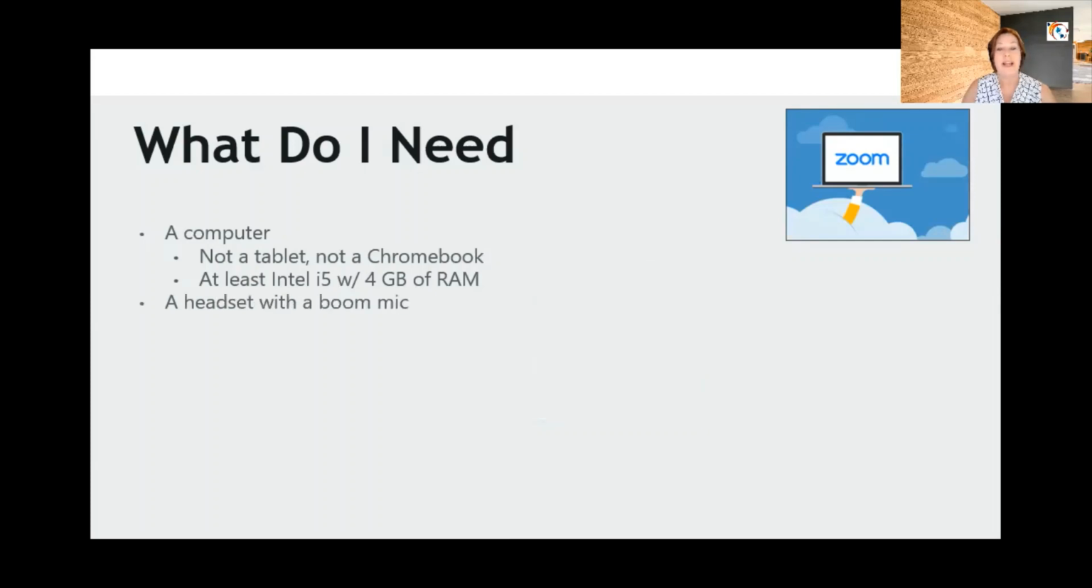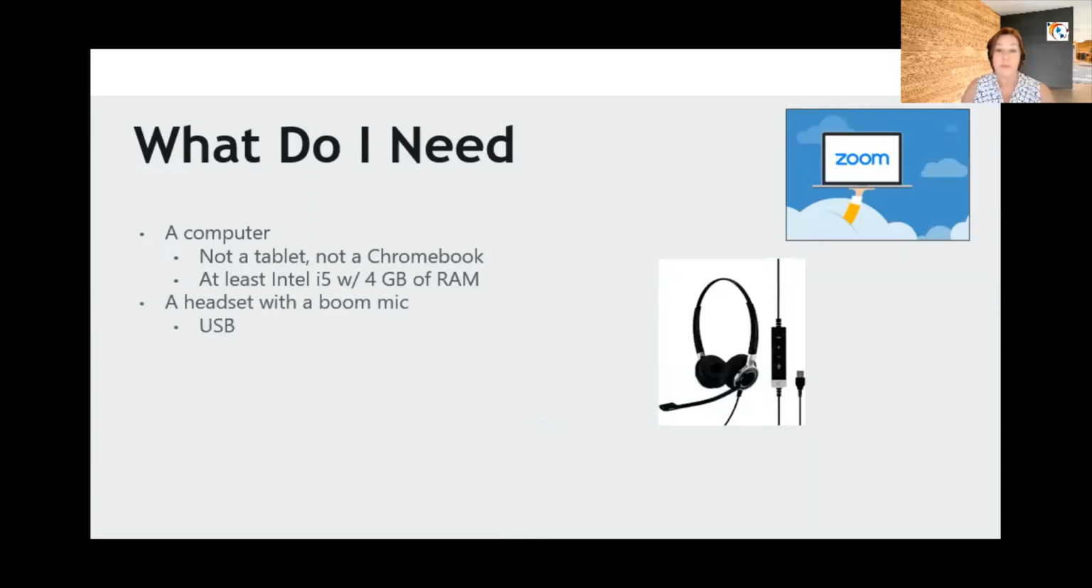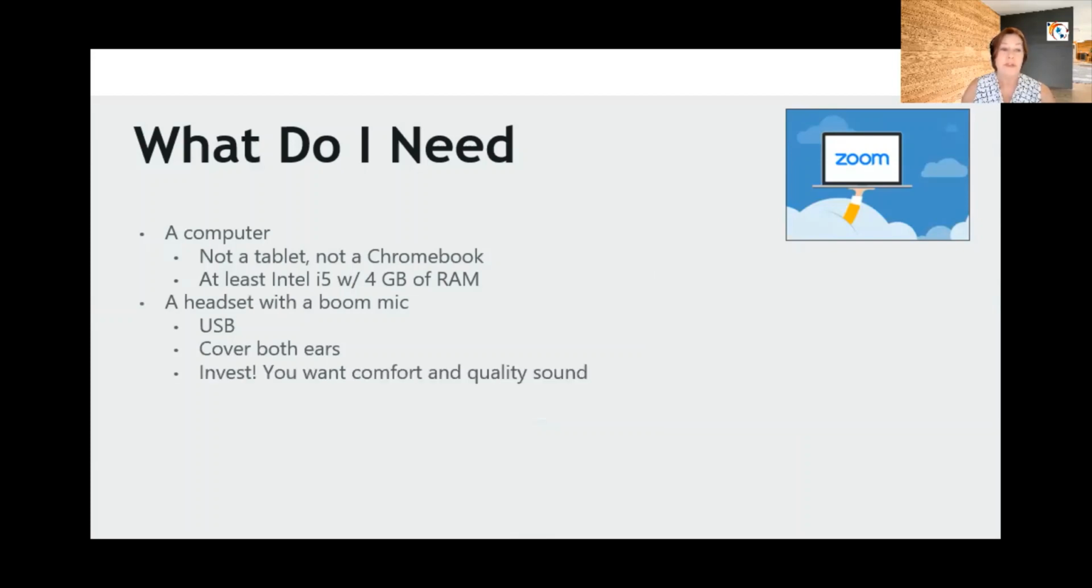We do also need a headset with a boom mic on it. Now, why do we need this? We need it to be USB. We need it to cover both ears because in the simultaneous world, we definitely want that. And we want to invest in something that will be comfortable. We're going to be wearing it for protracted periods of time. And we want to have high quality sound, both incoming and outgoing. We want to make sure that that microphone has what's called noise canceling, the microphone, not the headset itself, but it should say noise canceling microphone on it.